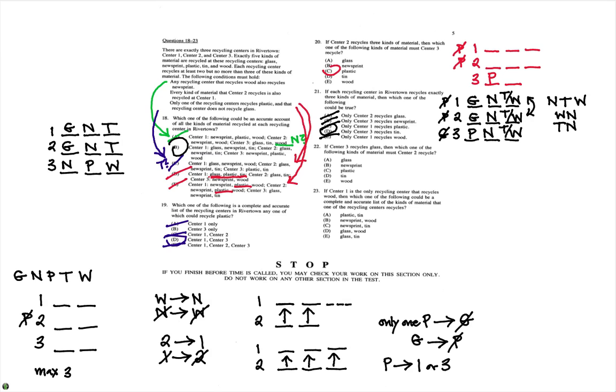Question 22. If center 3 recycles glass, then which one of the following kinds of materials must center 2 recycle? So looking at this question now, center 3 recycles glass, then which one of the following kinds of materials must center 2 recycle? Well, we know if center 3 recycles glass, we cannot have plastic in center 3. We also know that plastic can't be in center 2, which means plastic must show up in center 1. That means glass cannot be in center 1.